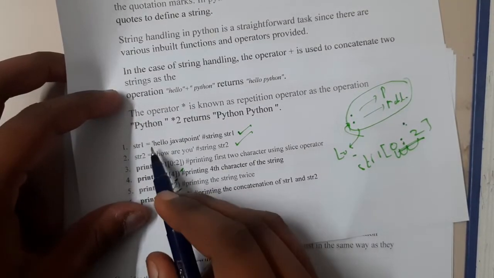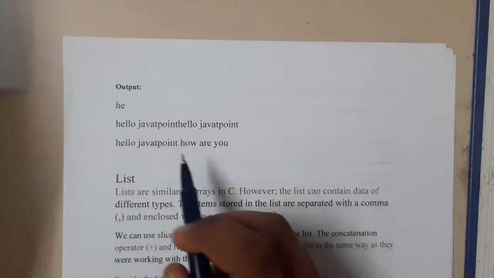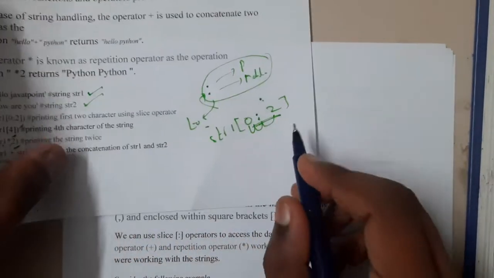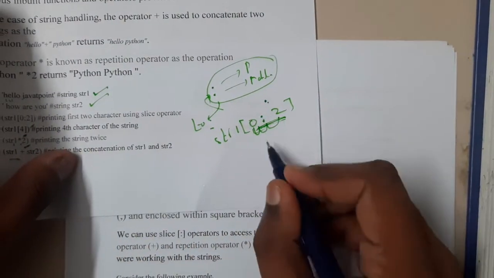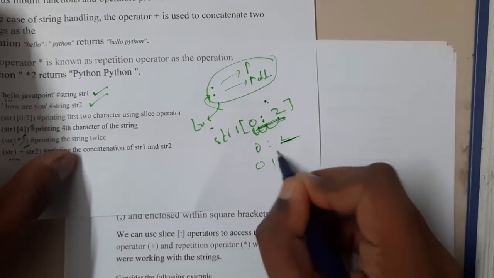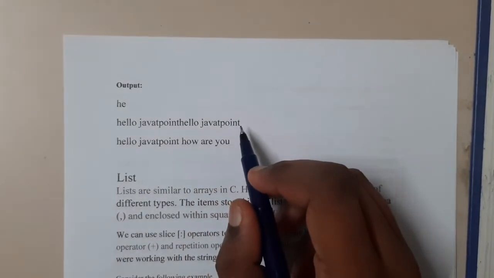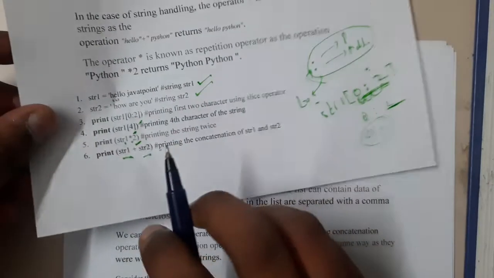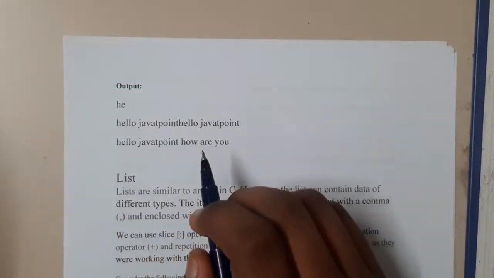Okay, so if you observe here, I told 0 to 2, we need to get, so we'll be getting he. So basically I think I just told you a small mistake here. So 0:2 does not include 2, guys. Remember that 0 and 1 only will be printed. Please remember that. Okay. Sorry for that. So after that we are having str1 4.